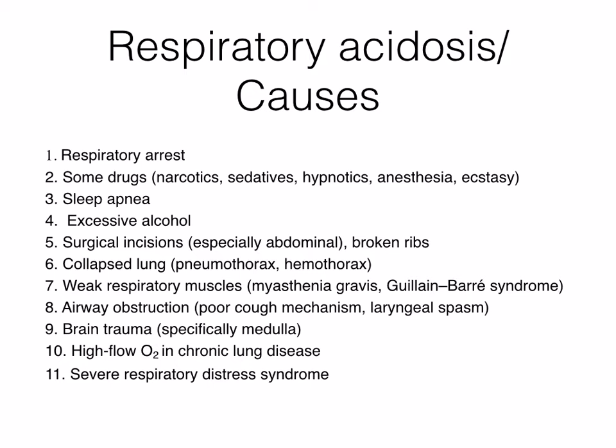Weak respiratory muscles, as in the diseases myasthenia gravis and Guillain-Barré syndrome. You're not supposed to know what is Guillain-Barré syndrome, myasthenia gravis for this purpose, but need to know that in myasthenia gravis and Guillain-Barré syndrome, there are weak respiratory muscles and it can be a cause of respiratory acidosis. Airway obstruction, poor cough mechanism, laryngeal spasm, anything which is stopping you from exhaling the carbon dioxide and leading to buildup of carbon dioxide.